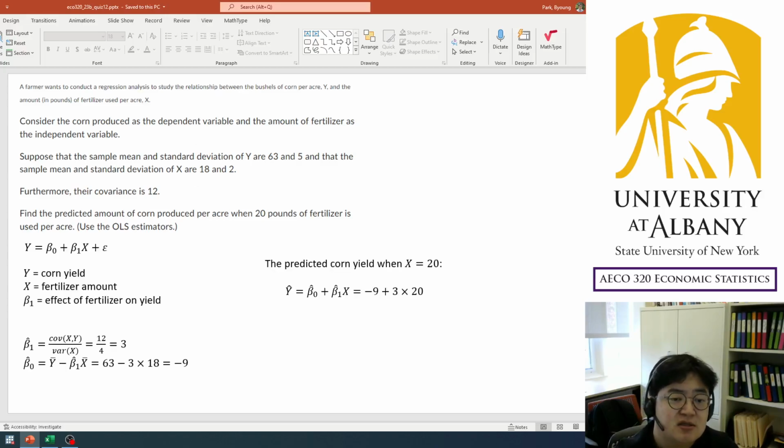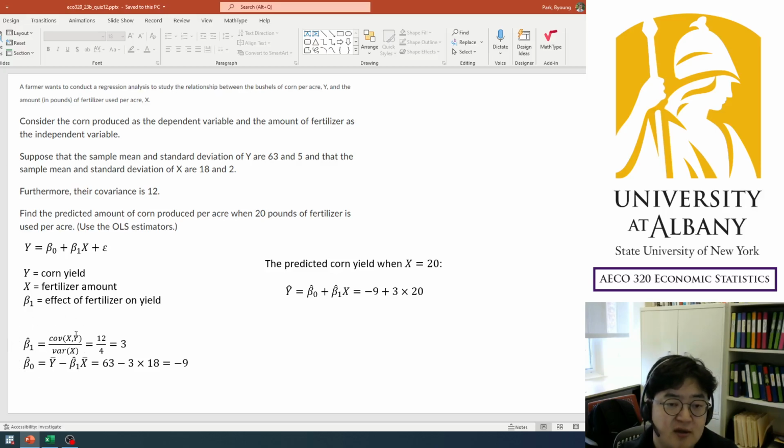Covariances. So again, the model goes like this. Y is corn yield, and x is fertilizer. The more fertilizer you use, then of course I expect you're going to get better yield, right? So beta 1 is that effect. If you use 1 more pound per acre of fertilizer, then you are going to increase the corn produced per acre by beta 1 bushels. So that is beta 1. So then how can we calculate them? Remember, this is the formula.